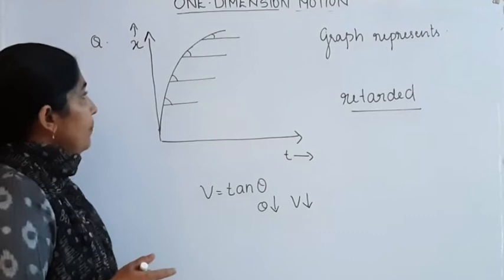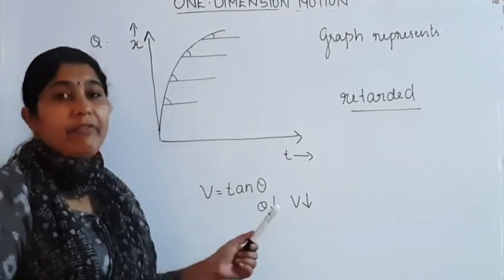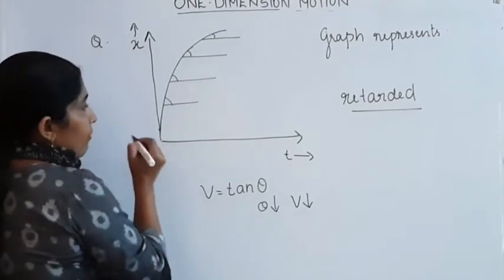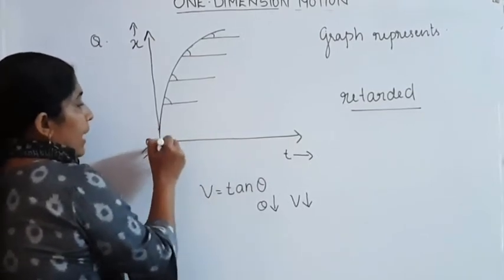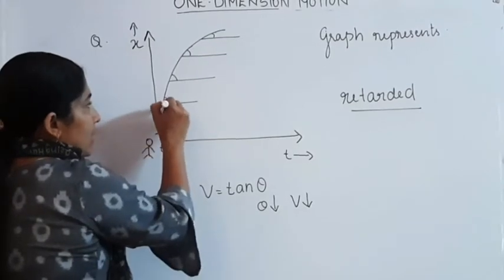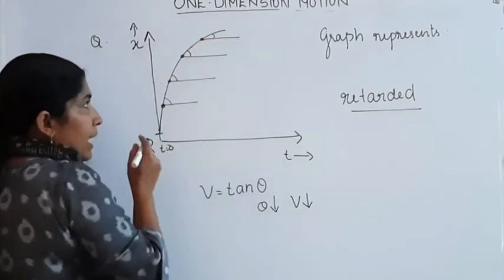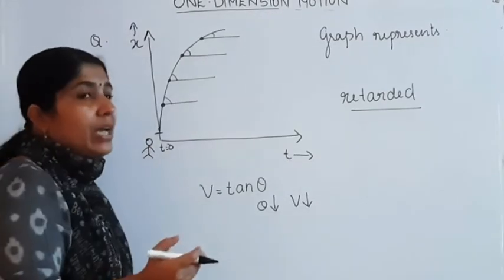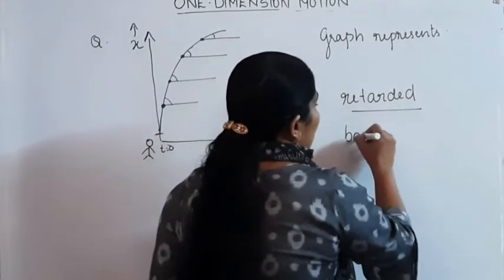Okay, then what about the position of the body if it is moving towards or away from the observer? Observer is standing here. Then we can say that the position of the body with respect to time. At time t is equal to 0, this is the position. At time t is equal to 1 second, this is the position. As the time increases, position of the body increases. Therefore, we can say that the body is moving away from the observer.